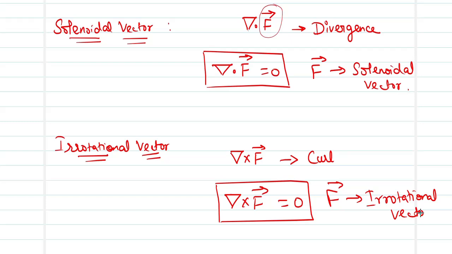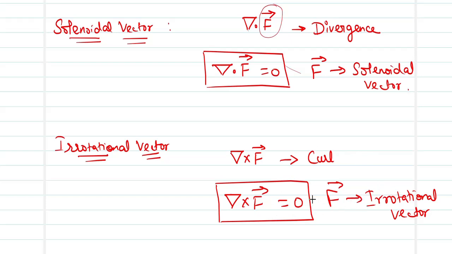So using this divergence and curl, we now define solenoidal vector and irrotational vector as follows. When del dot f equals 0 for all the points of f, you call f a solenoidal vector. When del cross f is equal to 0 for all the points in a given region, then you call f an irrotational vector.